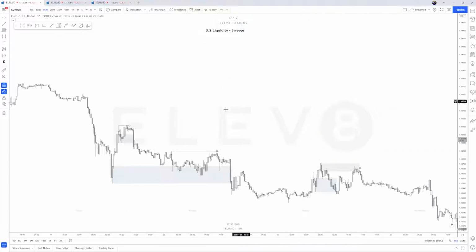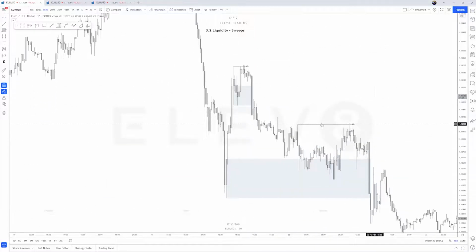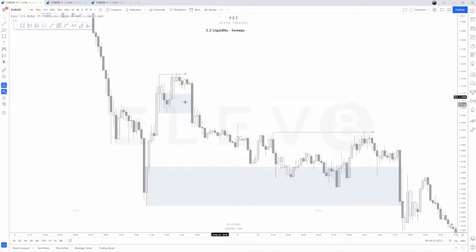So looking at some examples in the live market. What you can see here is we create this high, come down, tap into this demand before pushing up, and we create this high here. Try to push down before coming up, sweeping this high, and then pushing down.